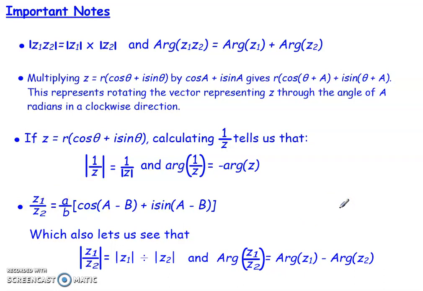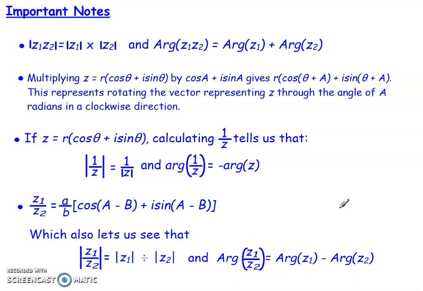We know that that equals a over b, cos of (A minus B) plus i sin of (A minus B), from the previous work we've done there. What this also lets me see is something similar to before. The modulus of z1 over z2 is the equivalent of the modulus of z1 divided by the modulus of z2, and the argument of z1 over z2 equals the argument of z1 minus the argument of z2.